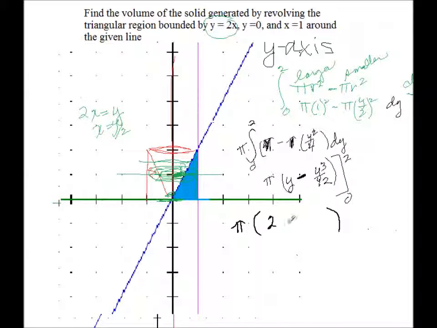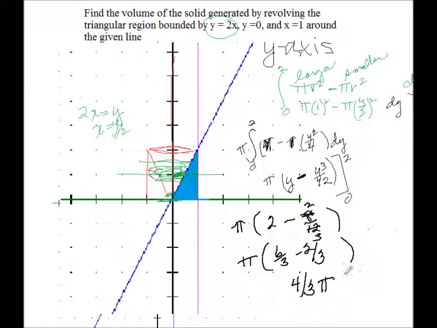Y cubed would be 8 over 12. And right here we should reduce: 4 goes into 8 2 times, 4 goes into 12 3 times. Now we have to get a common denominator between these two, and so 2 is 6/3 minus 2/3. Looks like it's 4/3 pi for the volume of our weird shape, the thing that looks like a cylinder with a cutout cone. Hope that's clear.